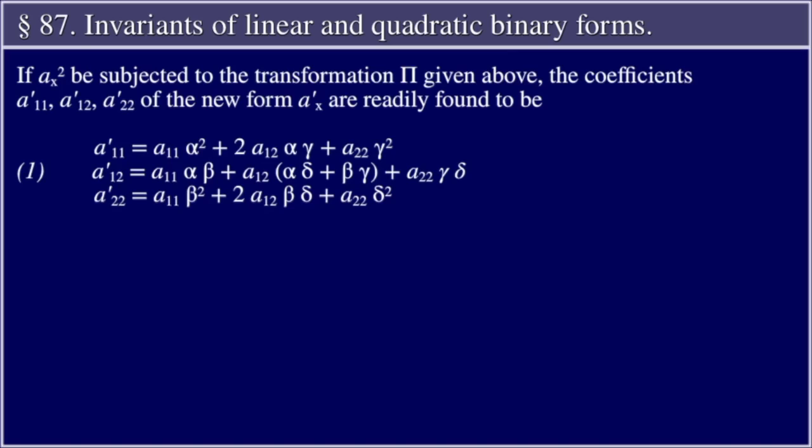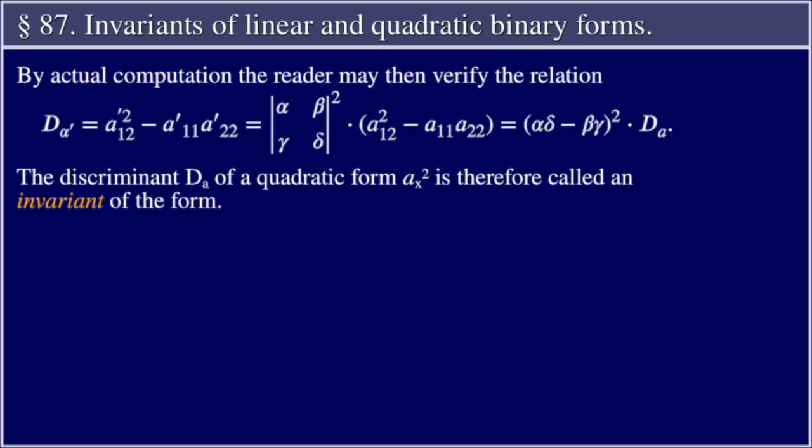A12 prime equals a11 times alpha beta plus a12 times the quantity alpha delta plus beta gamma plus a22 times gamma delta. A22 prime equals a11 beta squared plus 2a12 beta delta plus a22 delta squared.